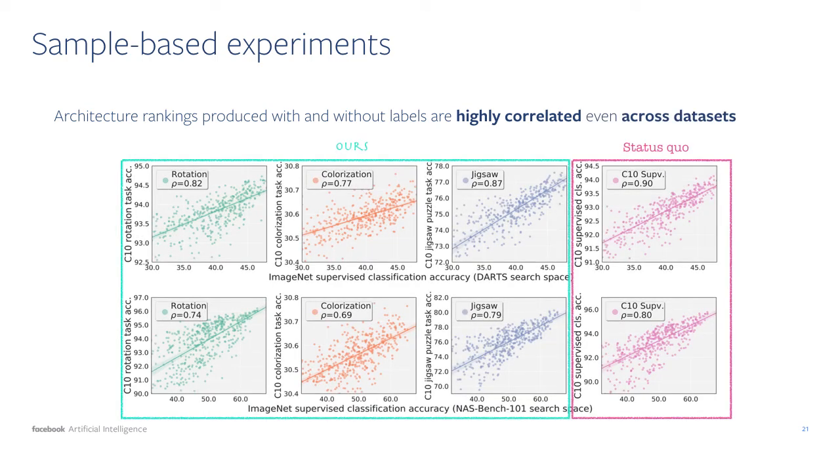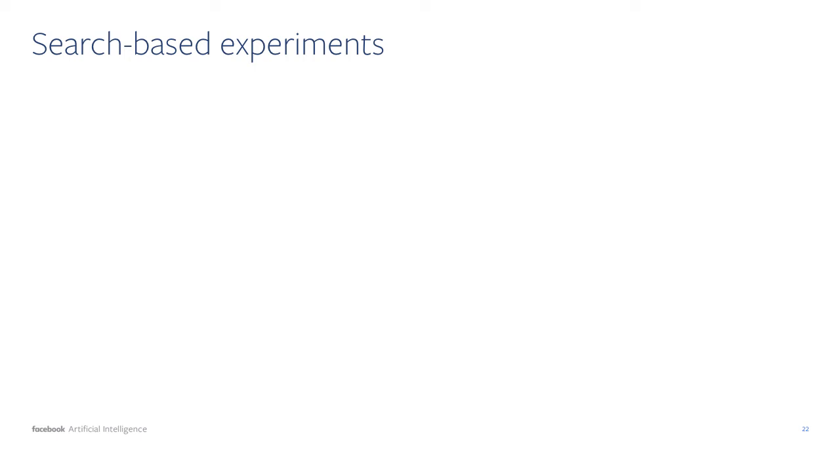We can also run sample-based experiments across datasets. Here, the x-axis represents supervised accuracy on ImageNet, and the y-axis is accuracy on CIFAR 10. A popular technique in NAS is to search the architecture on CIFAR 10 classification, then directly apply it on ImageNet classification. The rightmost panel reflects this setting, but we see that the unsupervised rank correlations are very close behind, which is unexpectedly encouraging.